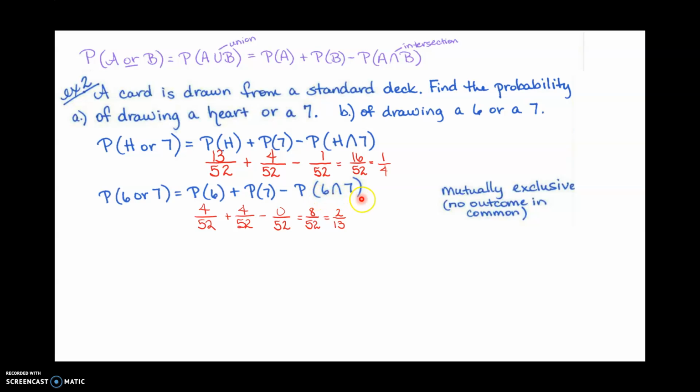Now, this probability right here of 6 intersecting with 7, 6 and 7 are called mutually exclusive events. They have no outcomes in common. They cannot coexist. And so anytime you have the probability of something mutually exclusive, that probability is always going to be 0, and it's going to drop out of your formula.